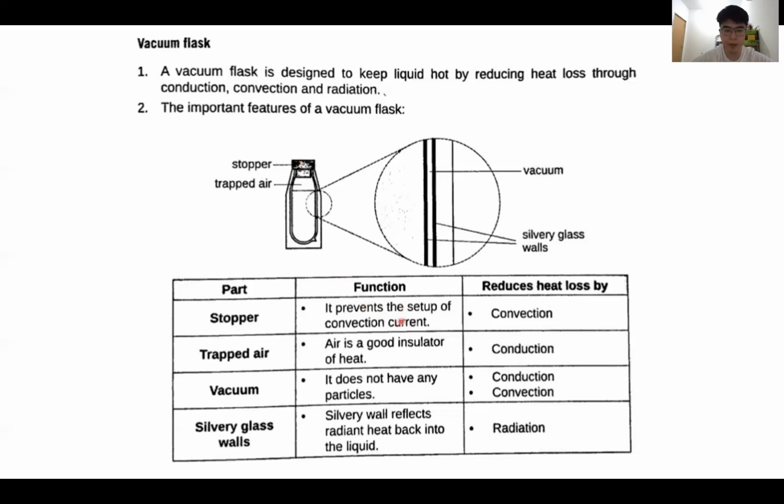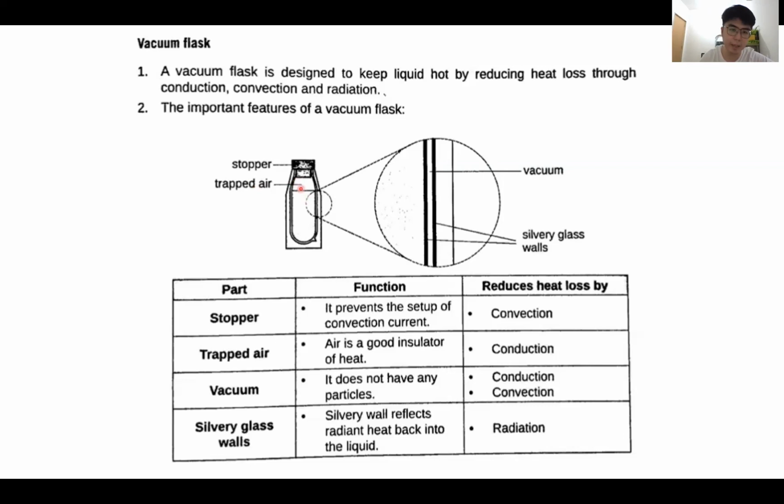It prevents the setup of convection current. How does it prevent the setup of convection current? Convection current is set up when there's a difference in density, right? You have warm air at the bottom, cold air at the top. Difference in density, then convection happens. So if you have the lid on, it makes the air inside the same temperature.